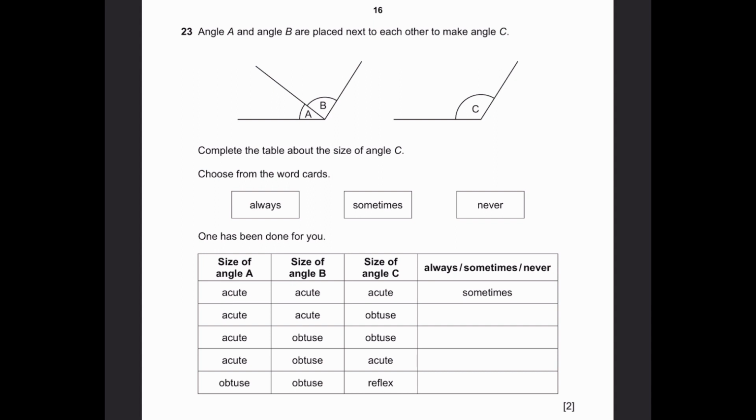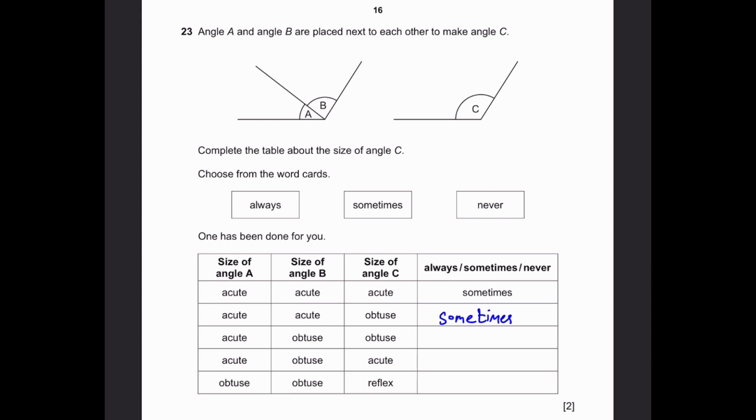So for example, let's take A is 50 degrees and B is 60 degrees. Adding them up, we'll get 110 degrees, which is the angle C, and this is greater than 90 degrees, so it's obtuse. But then there's also another possibility. Let's say angle A is 30 degrees and angle B is 20 degrees. Add up, we get 50 degrees for angle C. This is less than 90, so it's acute. So sometimes this can be true and sometimes it's not. So you can write sometimes here.